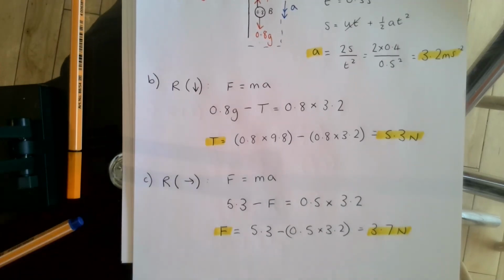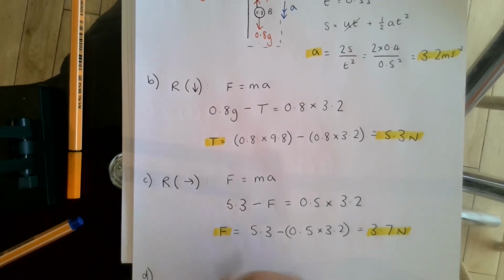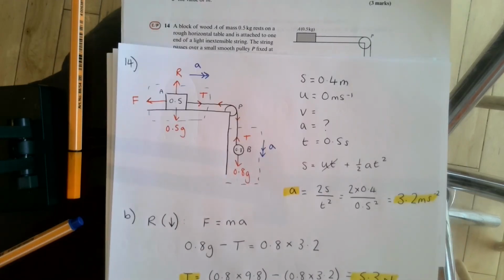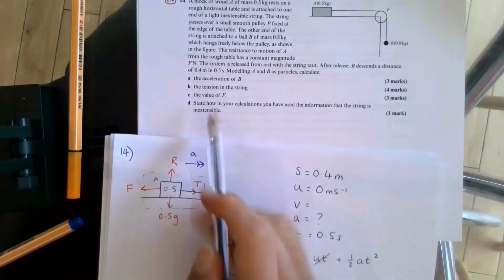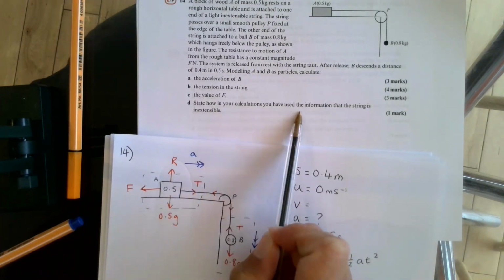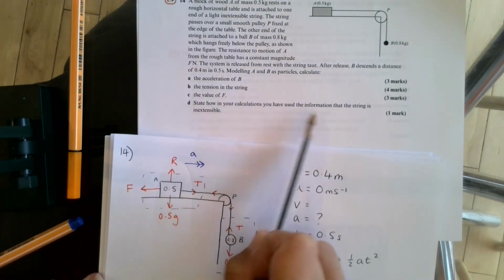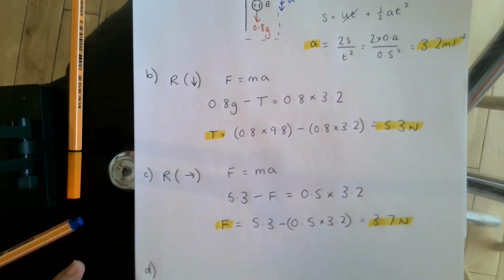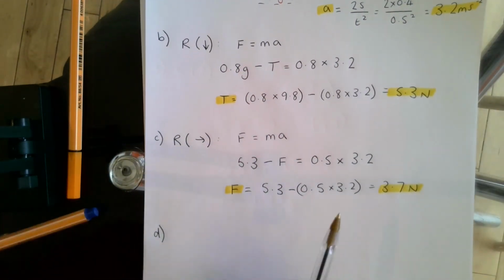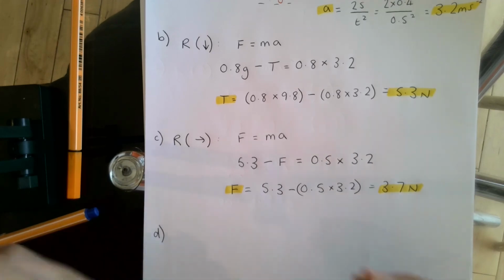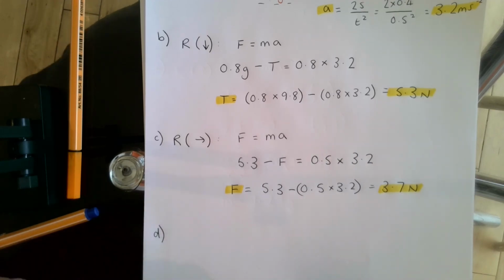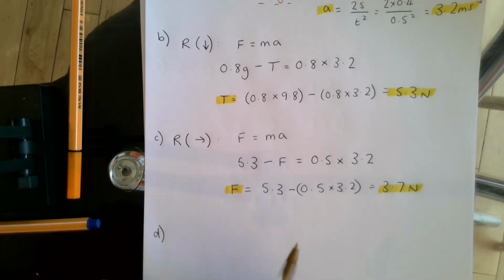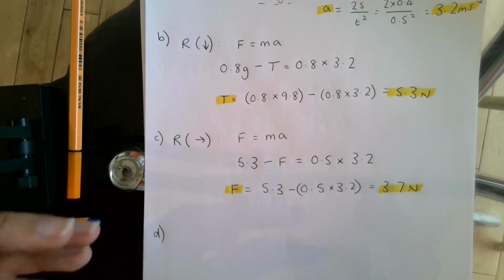And then finally for part D, this is again asking about assumptions. We've had loads of questions about assumptions now. It says, state how in your calculations you have used the information that the string is inextensible. And what we're basically saying is that if the string is inextensible, the string isn't stretching, it's always staying the same length, then the acceleration of A is going to be the same as the acceleration of B. It can't be stretching at different places by different amounts, it's always staying the same length.